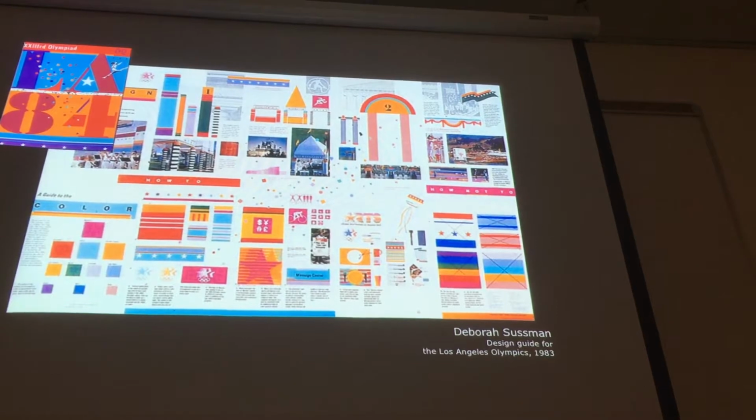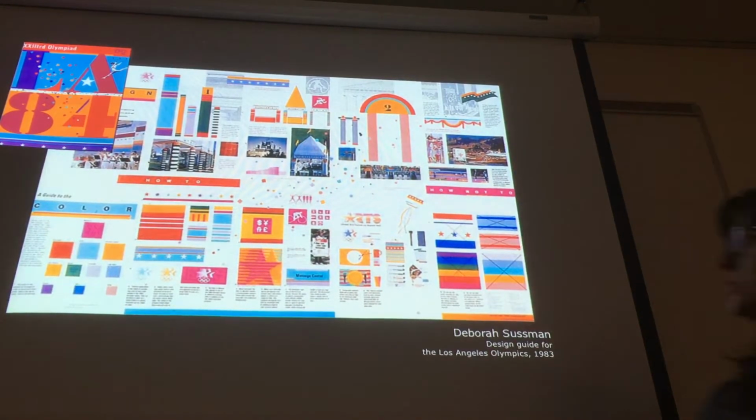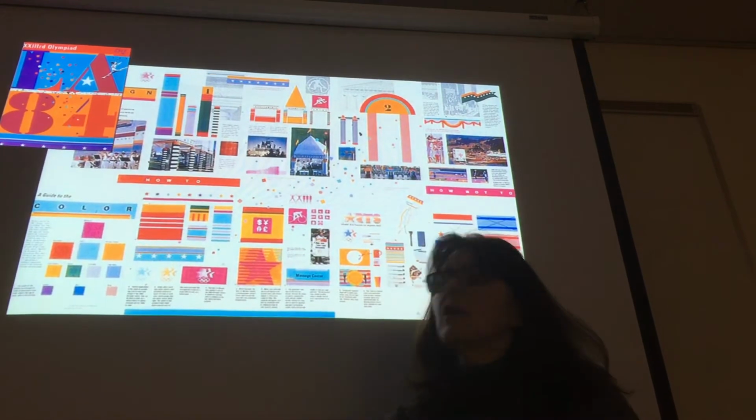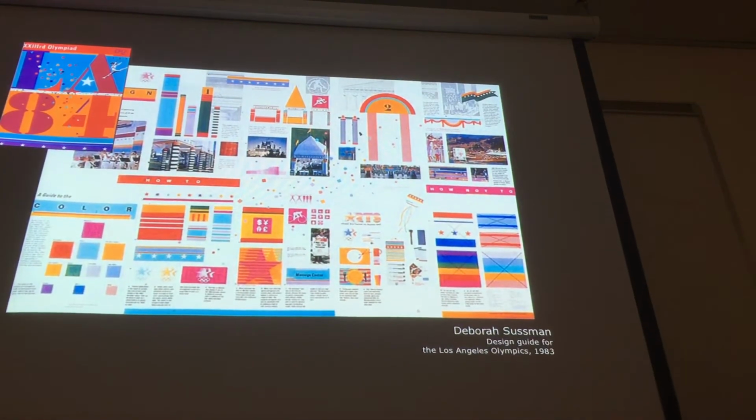But what she did was she developed the entire branding program for the Los Angeles Olympics based off of this style, this Memphis style. The only thing that she had at that point was the logo when she took on this project. That was the Stars and Olympic Rings logo.